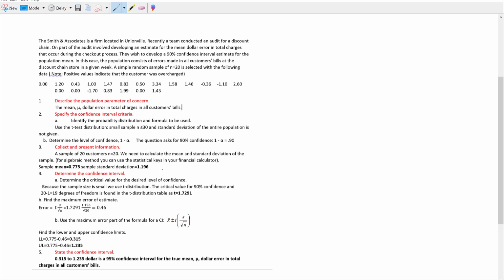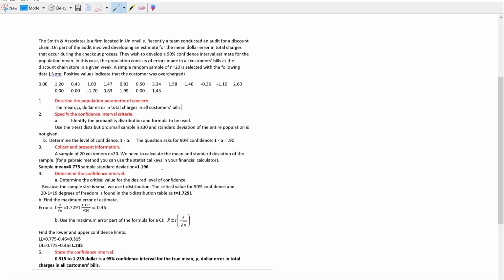First, we have to identify the probability distribution and formula to be used. In this case, we have to use a t distribution. We have a small sample of less than 30, a simple random sample of 20 customers, and we do not have the standard deviation of the entire population. So, because the standard deviation is not given, we cannot use the normal distribution, so we use a t distribution. And after, we have to determine the level of confidence. The question asks to build the 90% confidence interval estimate.